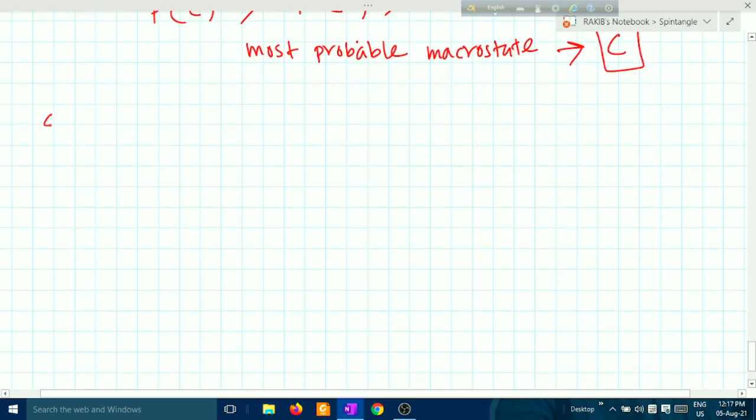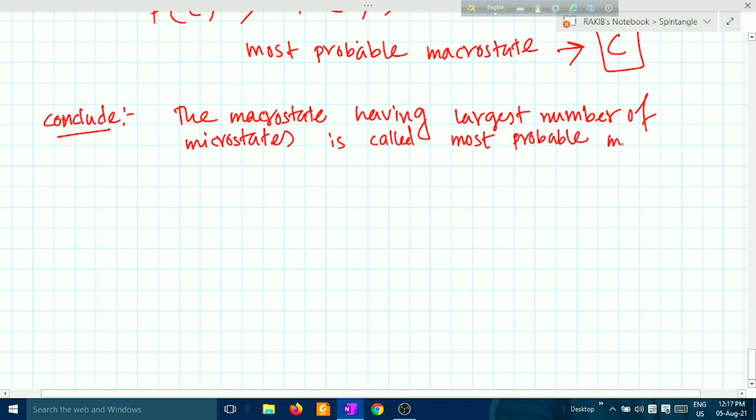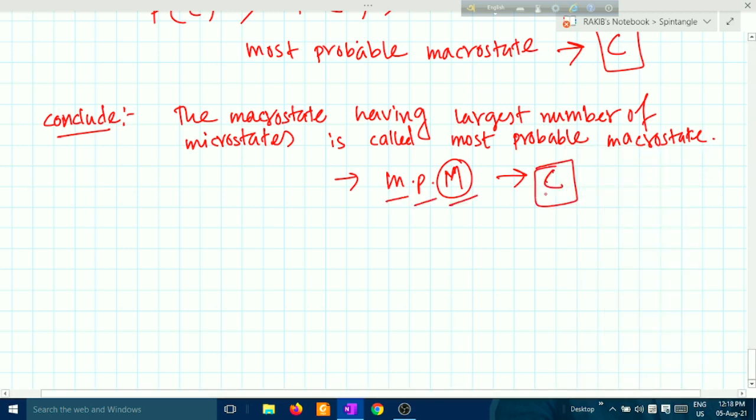Now, what can we conclude? Let's conclude. The macrostate having the largest number of microstates is called the most probable macrostate. Is it clear? In the previous case, what was the most probable macrostate? It was the macrostate C. I am writing it in short because I am too lazy a person. So this was the most probable macrostate.